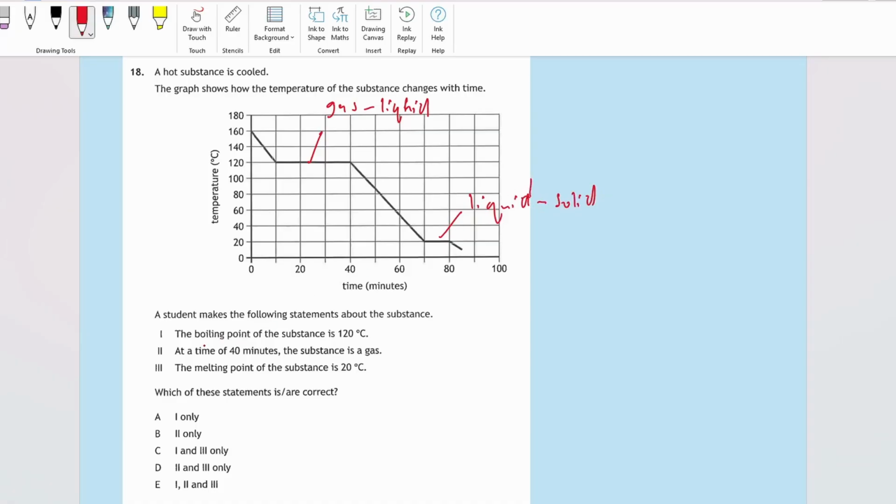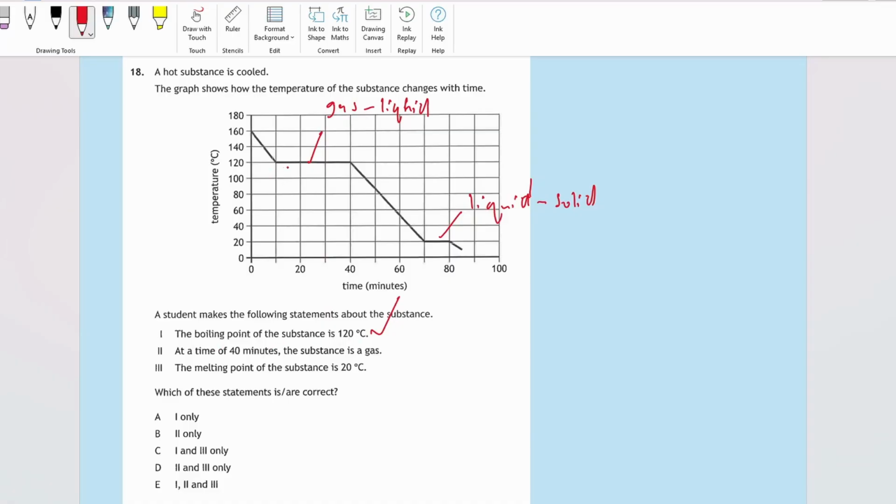Now, statement 1 says the boiling point of the substance is 120 degrees Celsius. So you can see the line is changing state at 120 degrees Celsius, and that's when liquid to gas. And that means this is correct because water boils from a liquid state to gas state, steam. So this must be the boiling point. So 1 is correct.